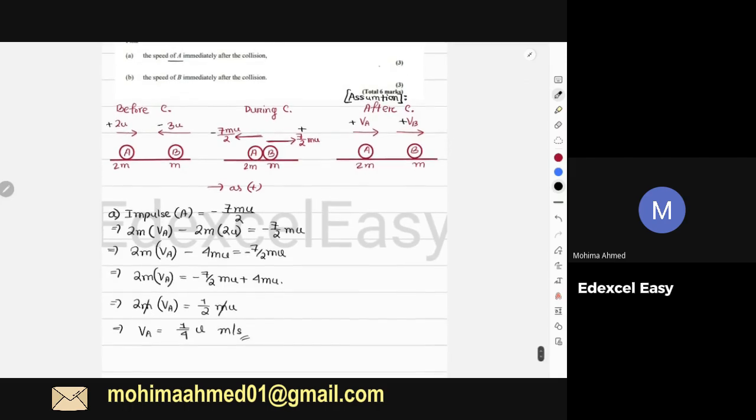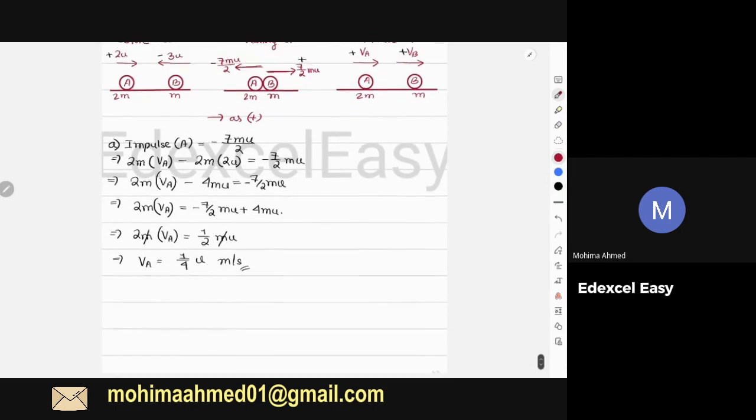Okay. Is there any question about the calculation of impulse on A? No. Okay. If there is no problem, then we're going to do the same work for part B again.